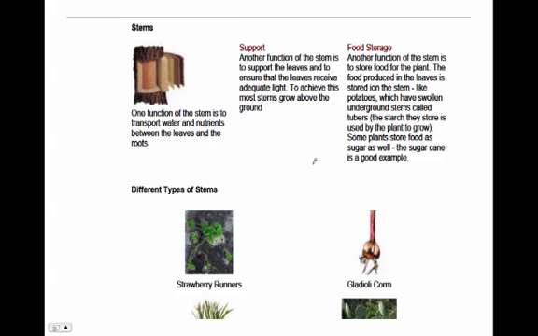Let's talk about different kinds of stems. So the function of the stem is to transport water and nutrients. Also acts as a skeleton or support system to hold up all the different parts like the leaves, and sometimes food storage. So, we'll get into that later.